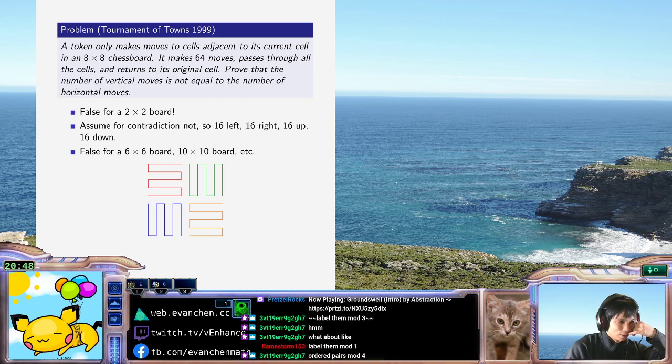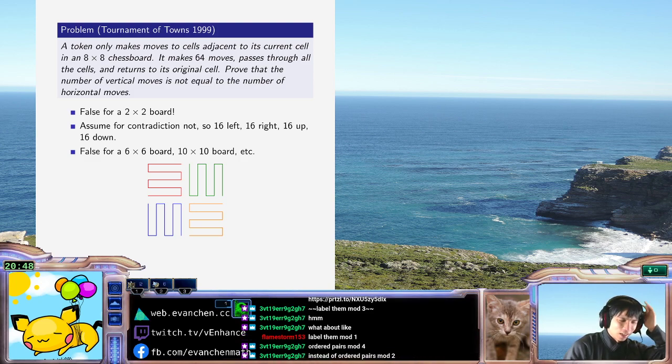Label them by ordered pairs mod 4. I feel like that's so sensitive, though. I like the sentiment, because we know that we are doing something based on the size mod 4. What would you do with that? Do I just check it's impossible for a 4x4, and then take mod 4 or something? Does that make sense? Dude, am I just spouting nonsense?